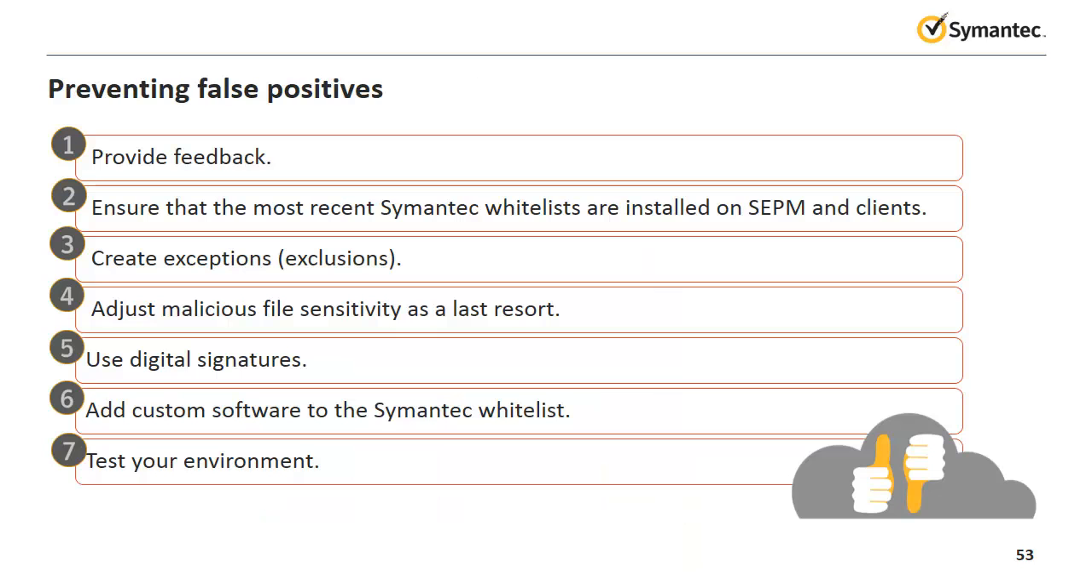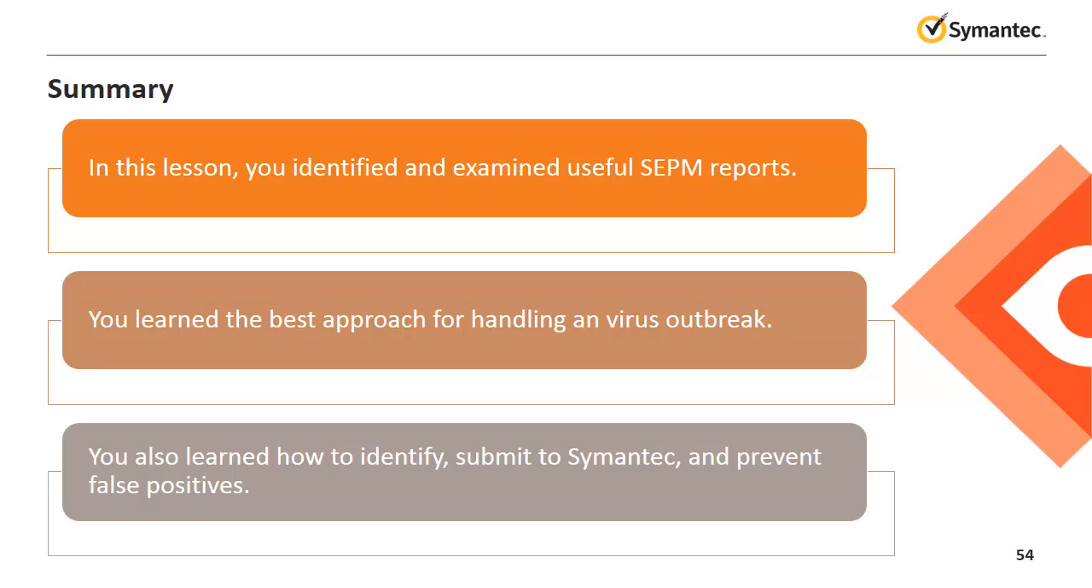Symantec Endpoint Protection does not detect known good files as malware. To ensure that your files are known as good, Symantec recommends the following best practices. First, provide feedback and ensure that the most recent Symantec whitelists are installed on the SEP and client. Next, create exceptions, adjust file sensitivity, and use digital signatures. Finally, add custom software to the Symantec whitelist and test your environment.